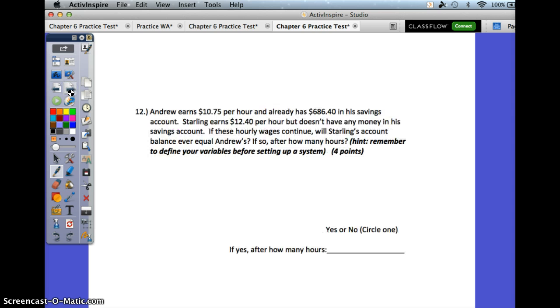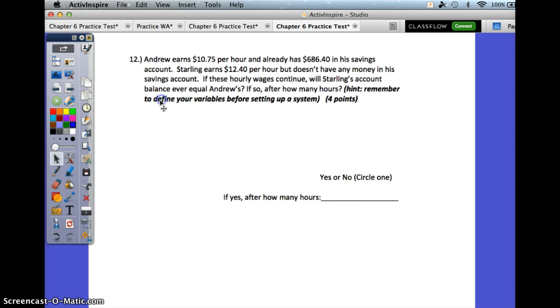Number 12. Andrew earns $10.75 per hour and already has $686.40 in his account. Starling earns $12.40 an hour but doesn't have any money in his savings account. If the wages continue, will Starling's account ever equal Andrew's? If so, after how many hours?